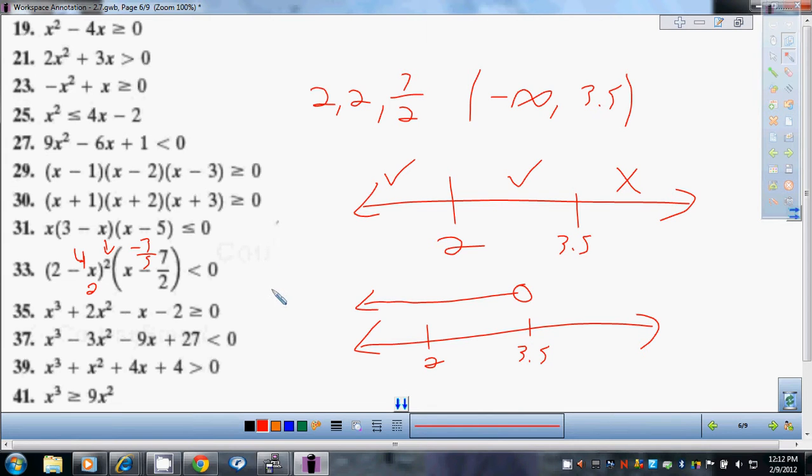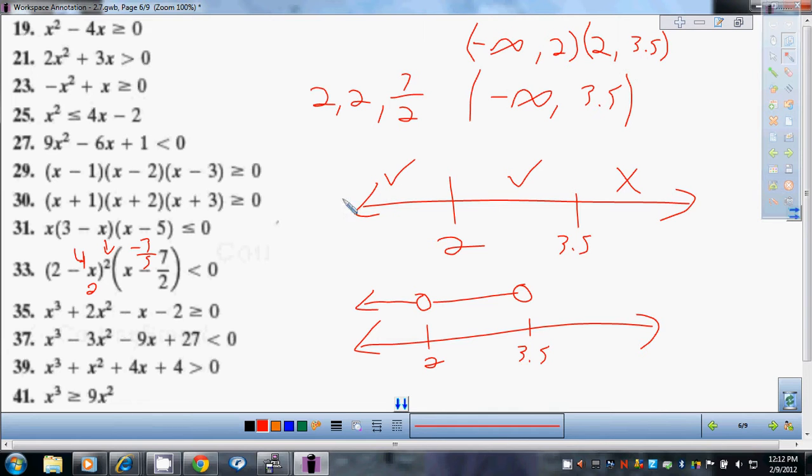Oh! Joseph, you should teach this class. You're right. He's right. This does not have an equal sign. So 2 is not included. Which means this would actually go negative infinity to 2, and then 2 to 3 1/2. Wicked smart that kid is. Wicked smart. Kudos. I was just complimenting him.